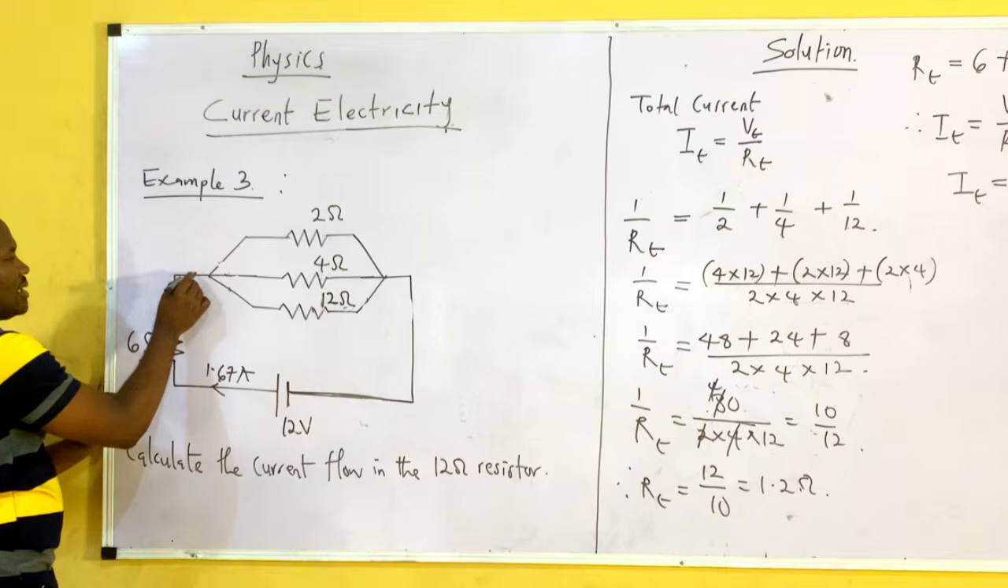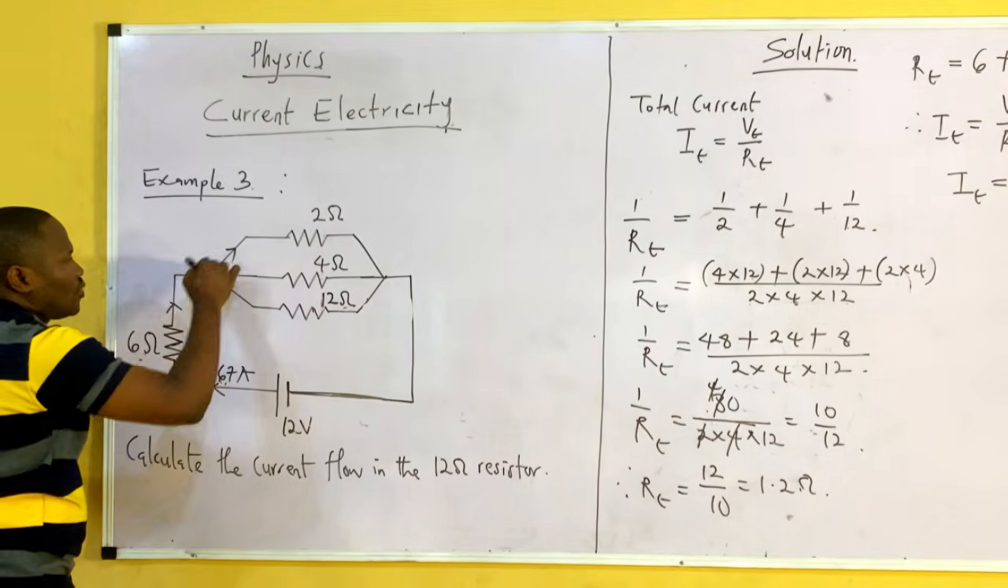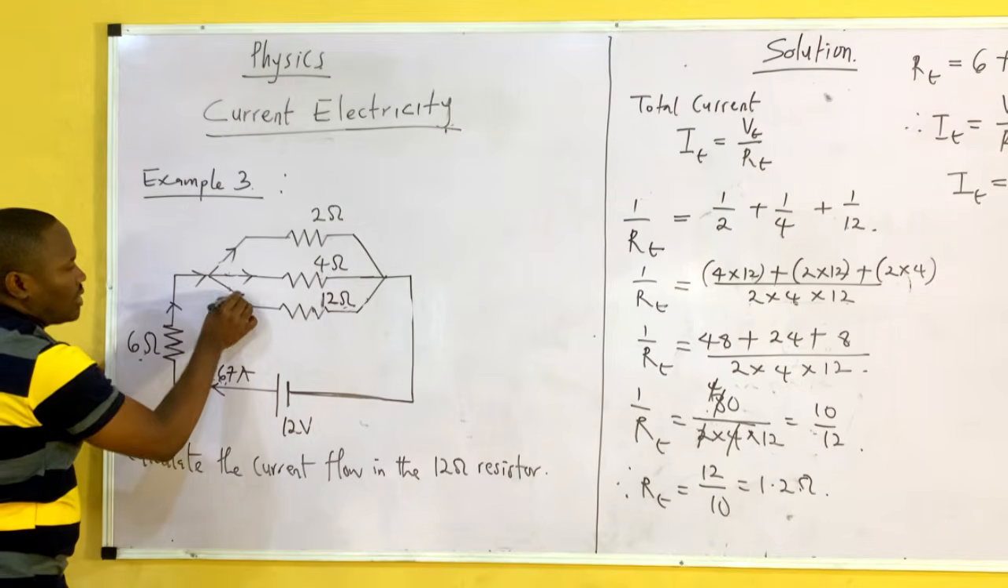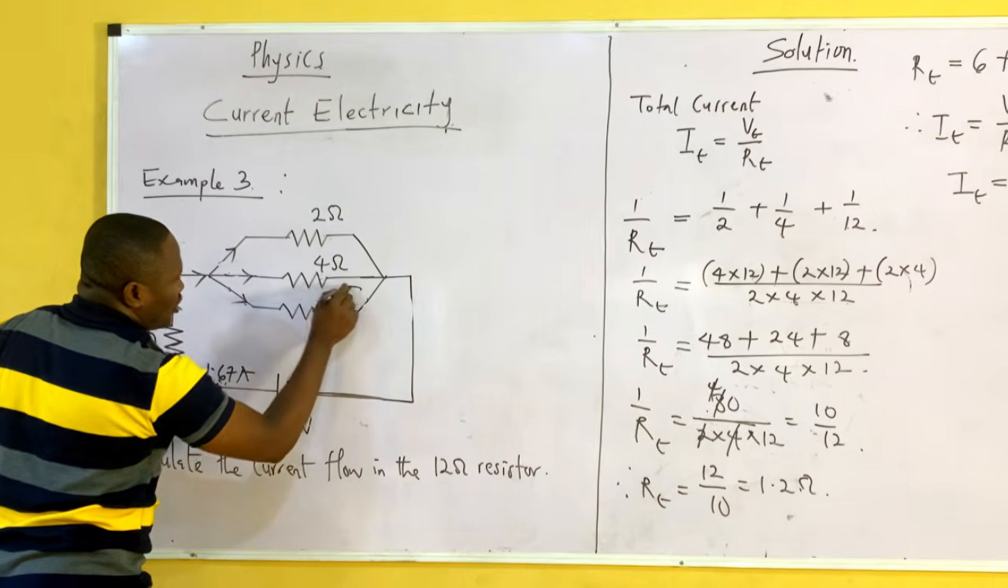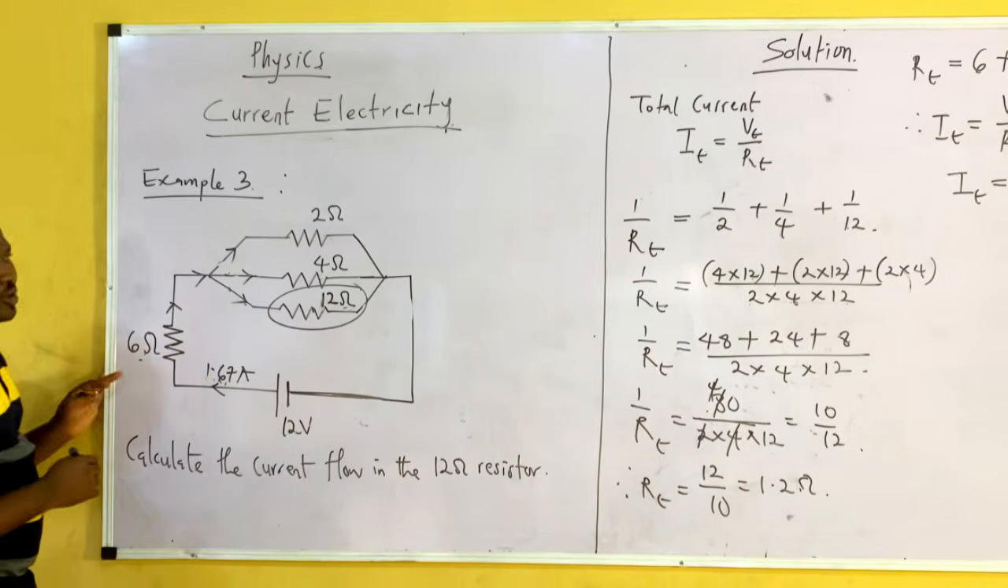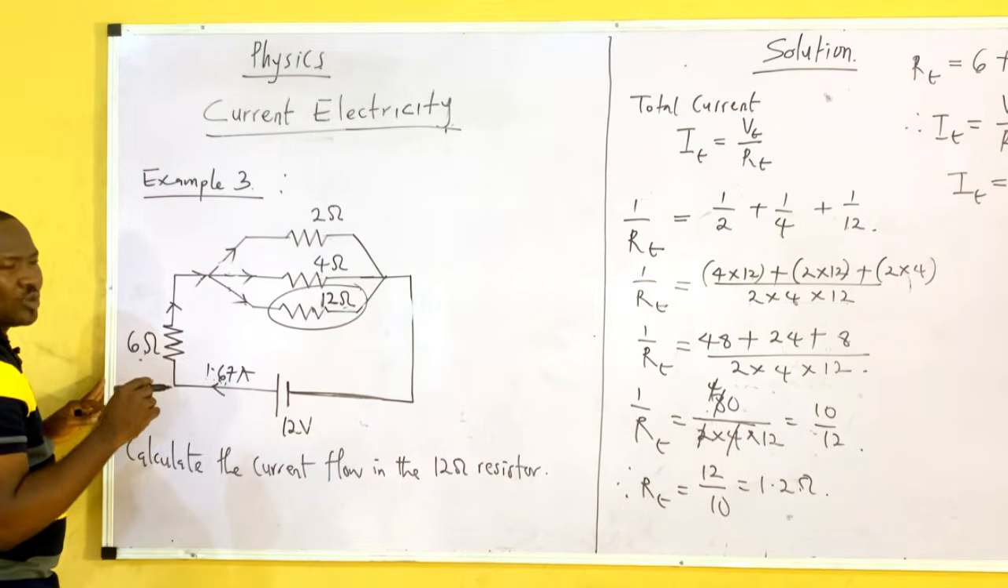It leaves this place, it comes here. So now of the 1.67, some fraction will go here, some fraction will go here, some fraction will go here. So our question is asking us, what fraction will come here? That's what our question is asking us. So now, since I know the total current that is coming here, please watch this.